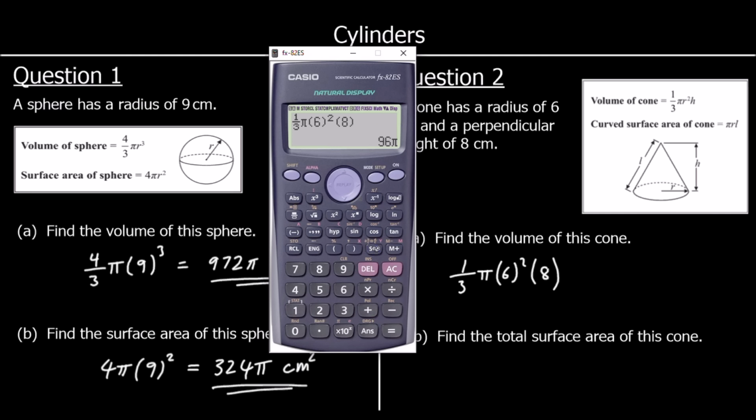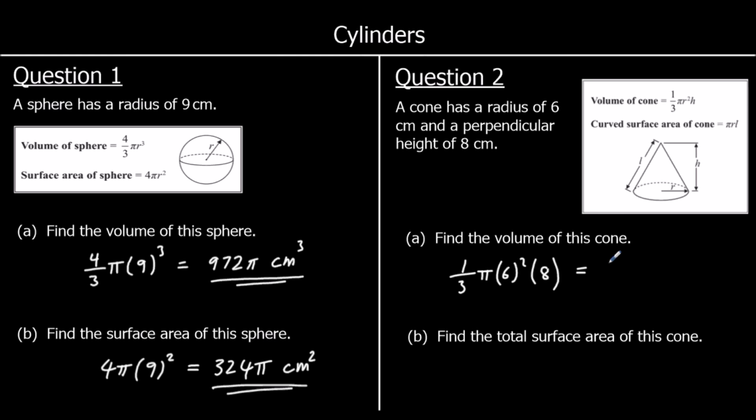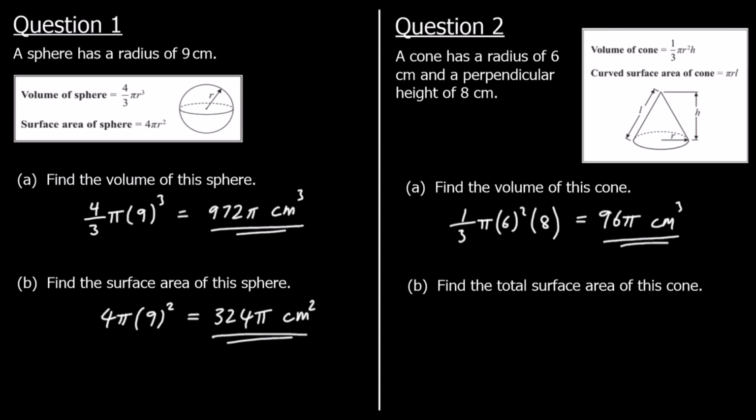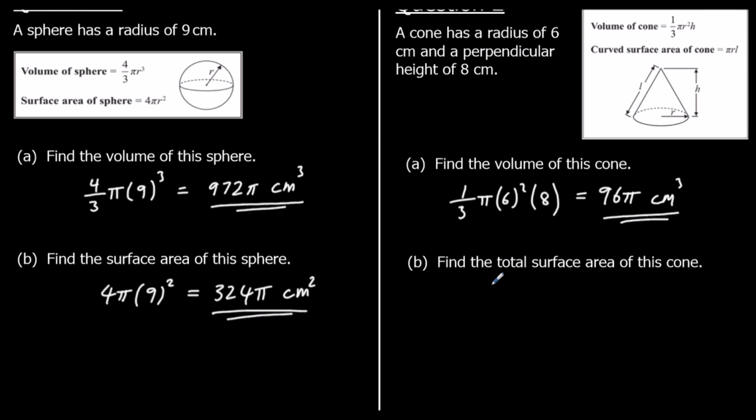Again, we could get a decimal answer if we press the S to D button, but we will leave it as 96 pi. So 96 pi centimeters cubed. And part B, the total surface area. So we're going to have the curved surface area plus the circle. And we need to work out L.